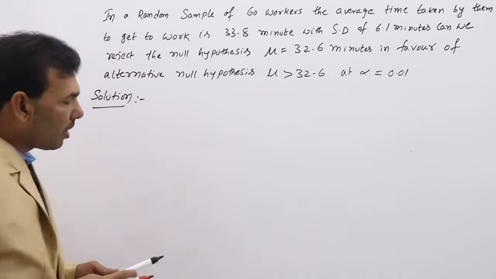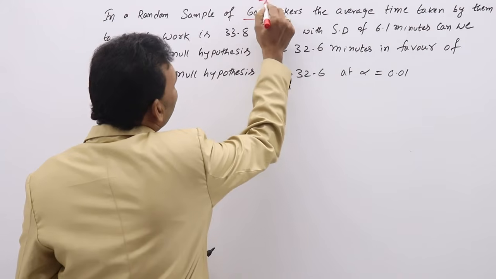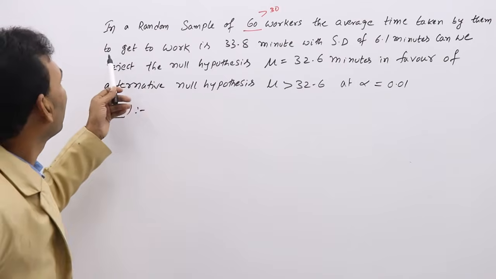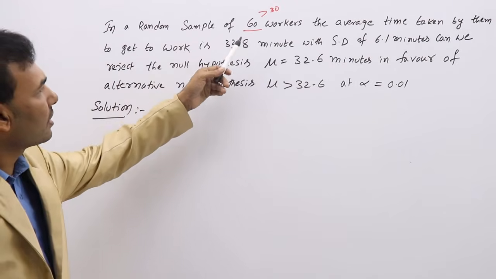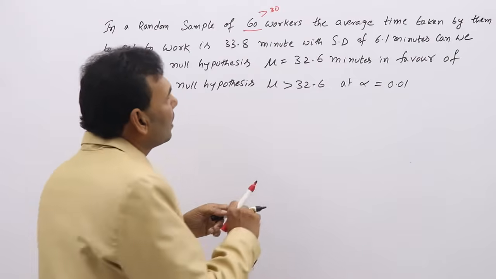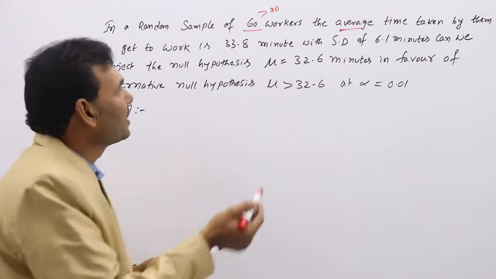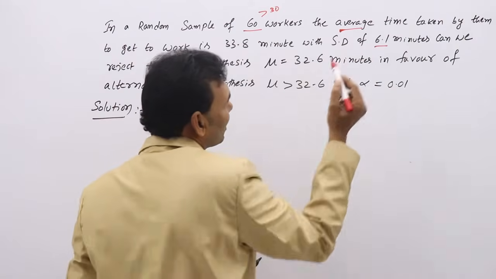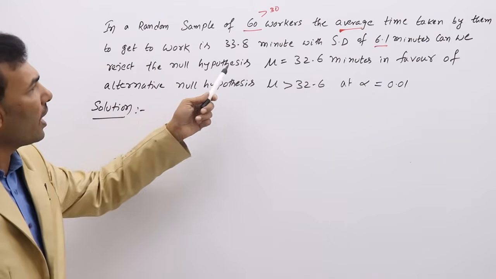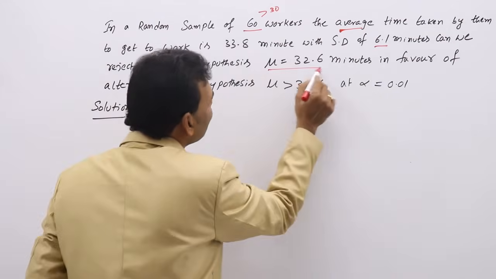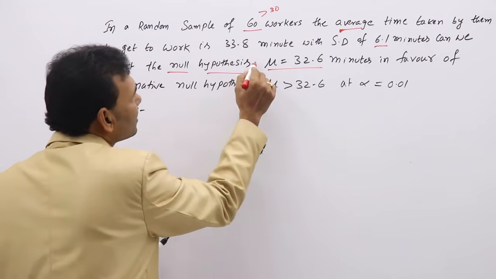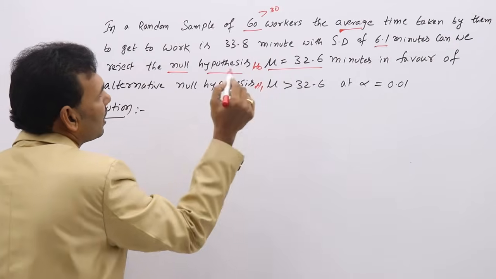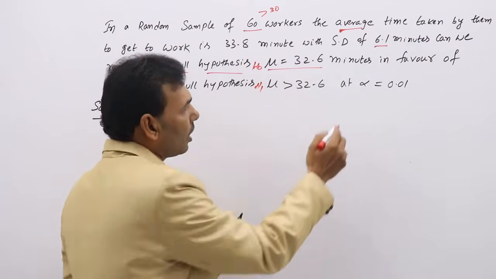So in a random sample of 60 workers, the sample size is greater than 30, so it is a large sample test. The average time to get to work for 60 workers, the sample mean, is given as 33.8 minutes, and the SD is given. Can we reject the null hypothesis? The null hypothesis H0 is given very clearly in the question, and in favor of it the alternative hypothesis H1 and alpha are also given.